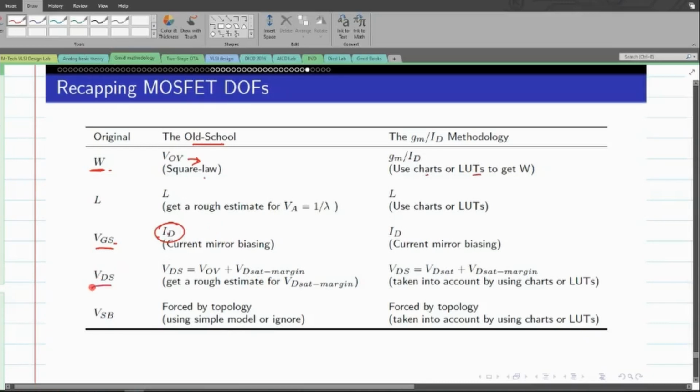The next comes the VDS. VDS is not a variable that one can use, but still, based on the VOE requirement, we can still do margin calculations. That is what is being given here. And lastly, the VSB is generally forced by the topology that is used. We tried to neglect this impact in the older technologies, but we can actually calculate this VSB impact, how much the threshold voltage gets modified, by making use of the charts and the LUTs.